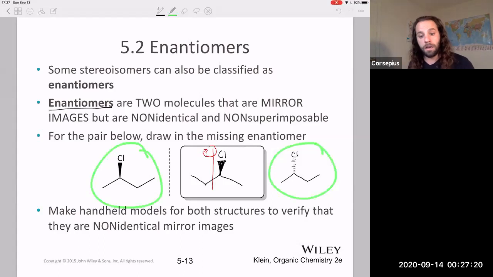And notice, an easy way to do it is you just change your wedges to dashes. And if you had dashes, you would change them to wedges. That would be a cheat way to draw enantiomers or mirror images. And again, you can verify using your model kit that by doing so, you've created two distinct molecules, meaning that they're not going to be able to superimpose onto one another. So this is, again, a pair of enantiomers. They are chiral stereoisomers.